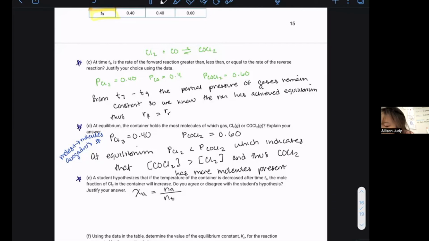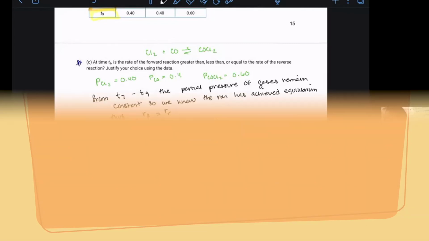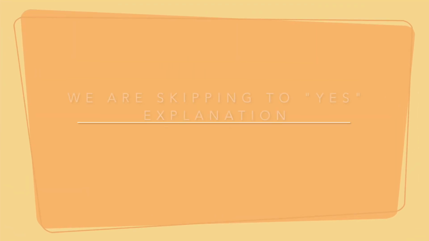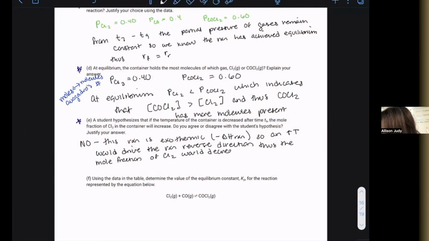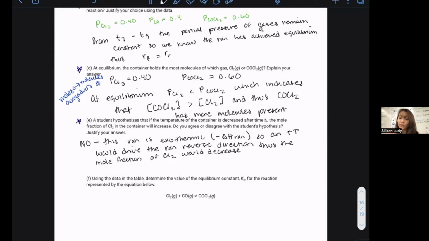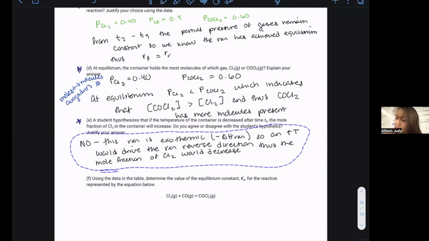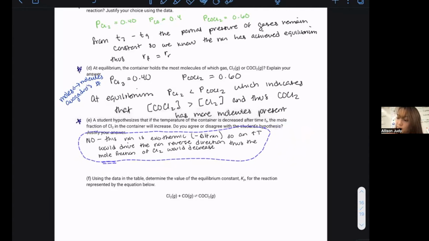The student thinks the mole fraction of Cl2 in the container will increase. That's what they think, that the Cl2 essentially partial pressure or concentration will increase its contribution. But the AP is generous actually in this question, and it gives you a second option. It gives you the ability to say agree as long as your reasoning matches it.